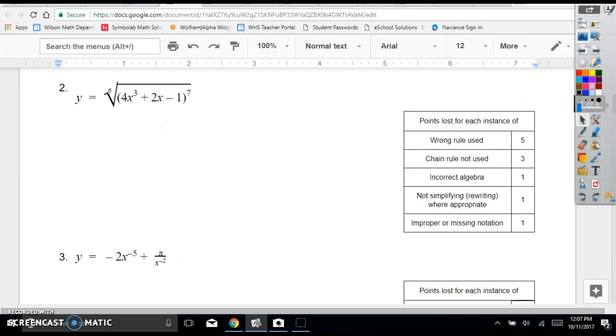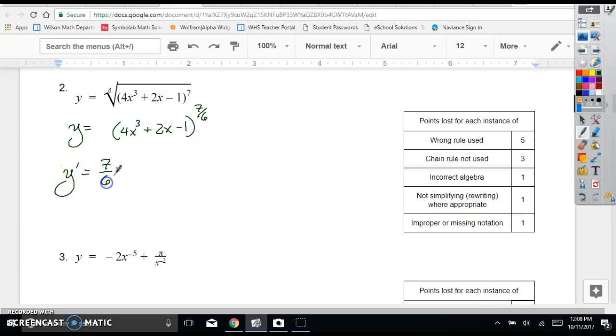Number 2. I am going to rewrite number 2 in a more friendly format without the radical. So notice I did not write y prime. That would be inappropriate because I have not taken the derivative of this. So this will be to the 7/6. Now I'm going to go ahead and derive this. So this is a good chain rule problem.